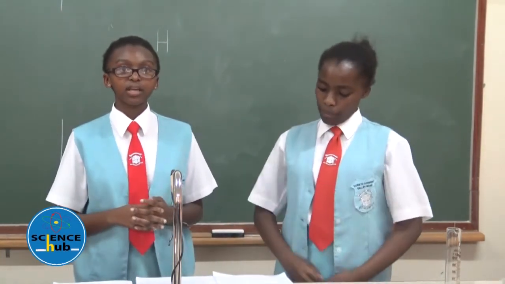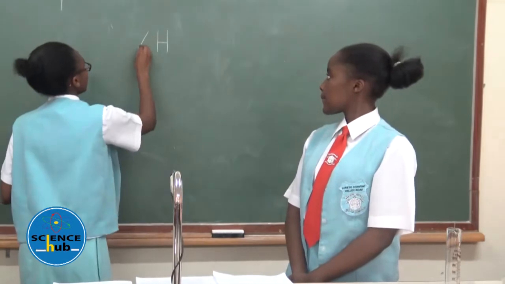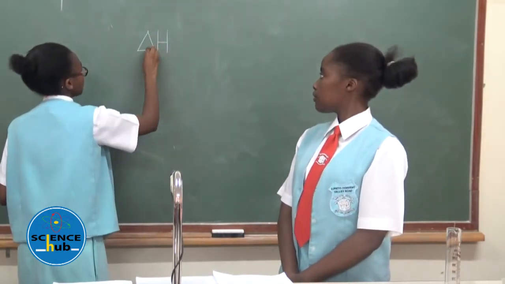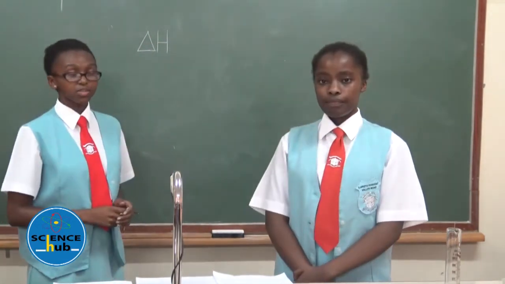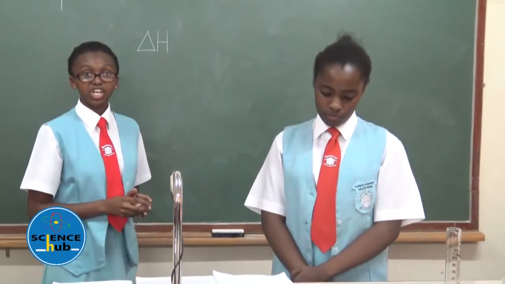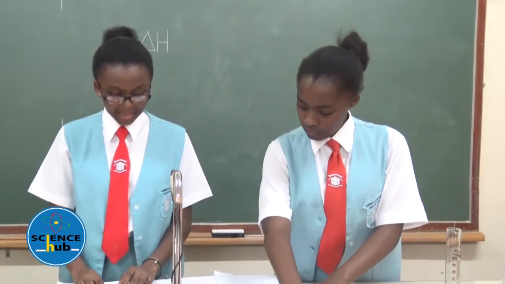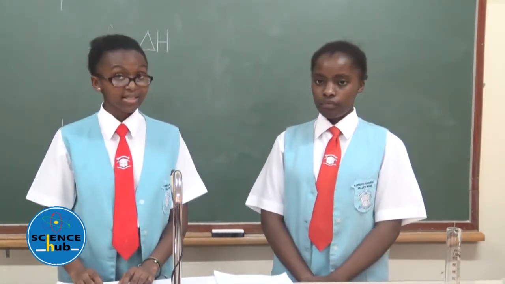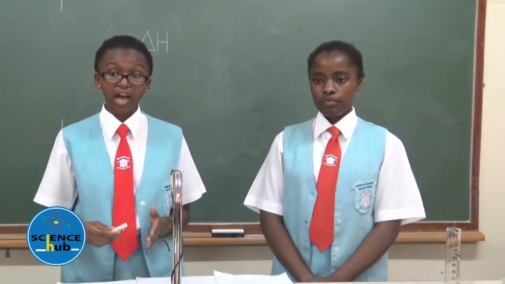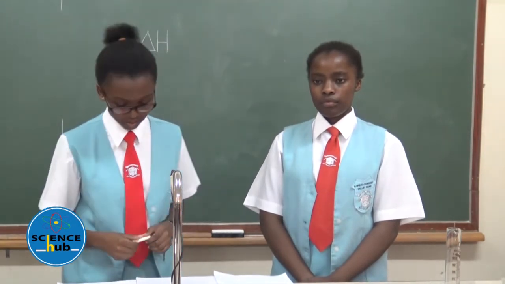The change in enthalpy is denoted by delta H. The triangle represents change. Enthalpy change, delta H, is equal to the energy of the products minus the energy of the reactants. It is usually indicated at the end of a balanced equation.